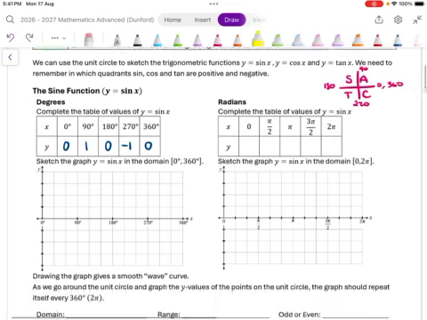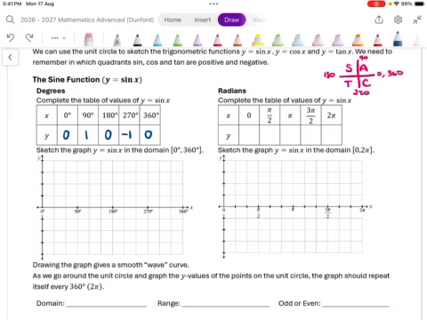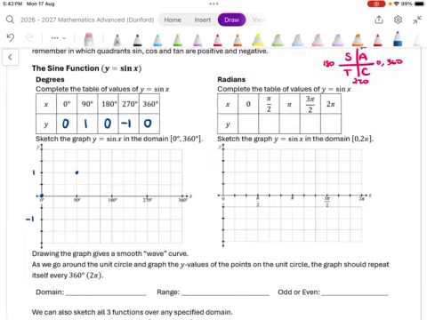So when we sketch our sine graph, we need to make sure that we have our y having a maximum of 1 and a minimum of negative 1. We start at 0 degrees at 0, at 90 we go up to 1, at 180 we're at 0, at 270 we are at negative 1, and at 360 we are at 0. From here we sketch a nice smooth curve going through our points, and that is our graph y equals sine x over our domain of 0 to 360.